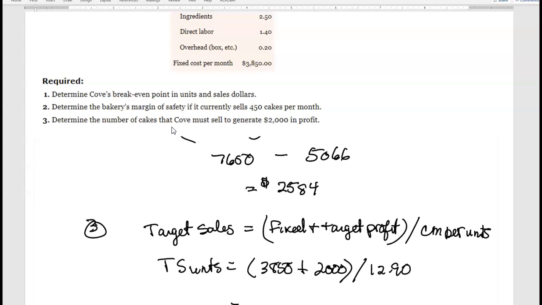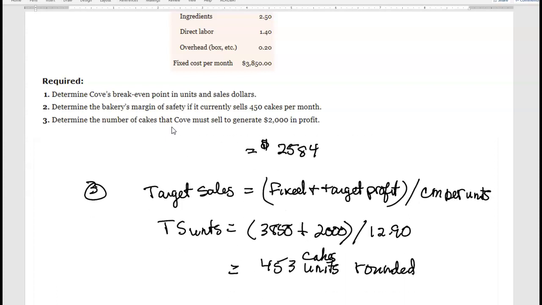So that's equal to 453 units rounded. Cakes. Rounded, because we can't sell a partial cake. Well, we might be able to sell a partial cake. So 453 units. So you can see with just basic formulas, we can do a lot of prediction.